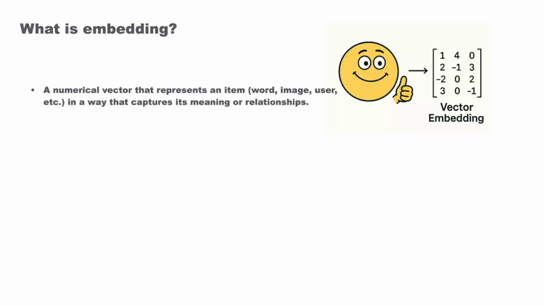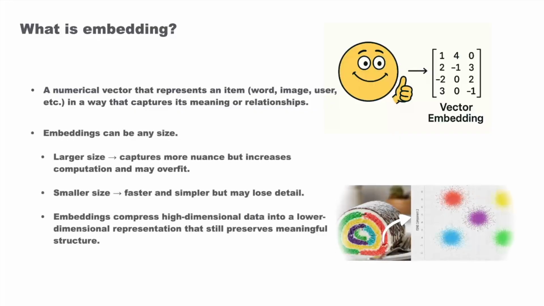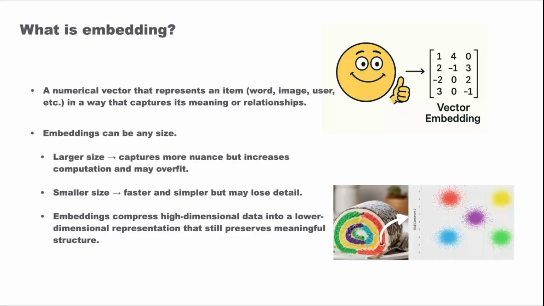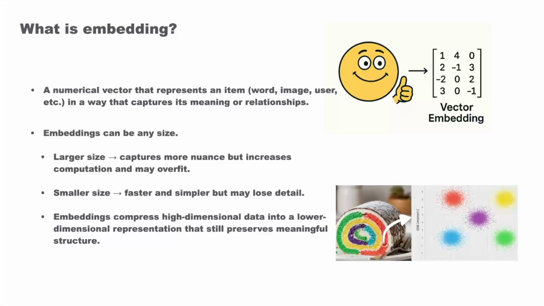An embedding is a numerical vector that represents an item like a word, image, or user in a way that captures its meaning or how it relates to other items. If an embedding is larger, it could capture more nuance, but it could overfit, and it can be heavier to compute. On the other hand, if an embedding is smaller, it is faster, but it may miss details. In summary, embeddings take high-dimensional data and compress it into a more manageable form while still keeping the meaningful structure intact.